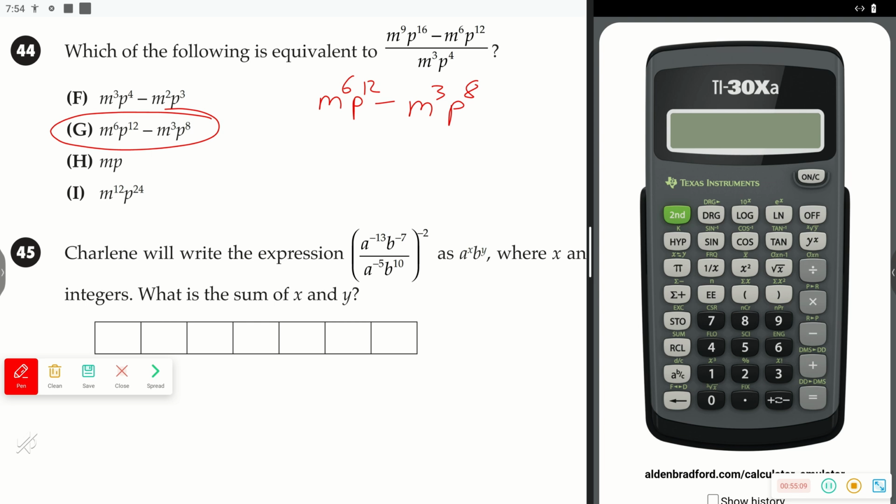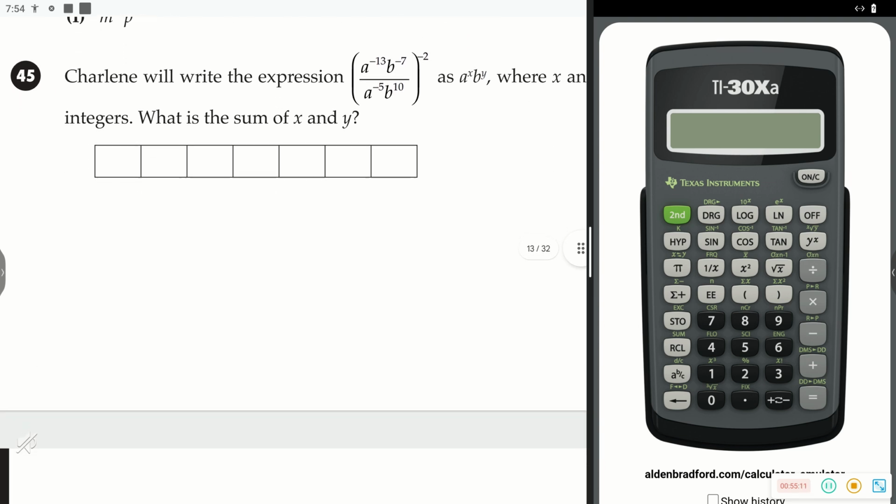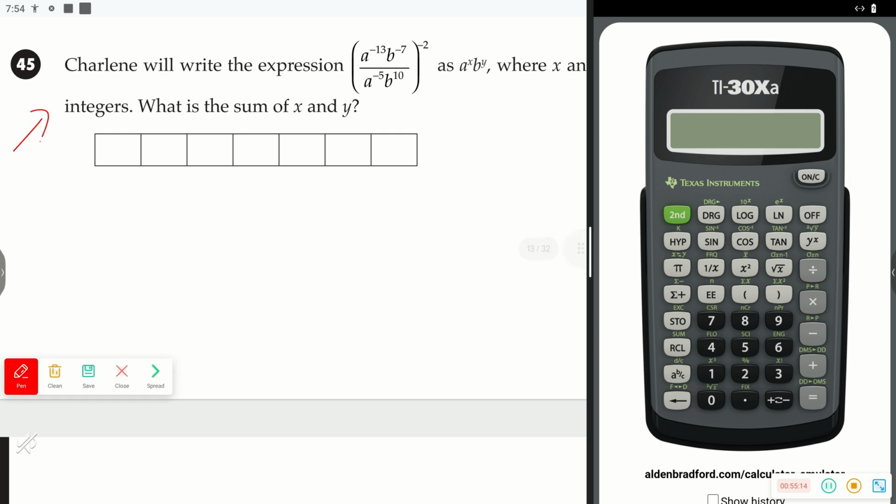Next one, 45. Moving on. All right, Charlene will write this expression as a to the x, b to the y. And then it says, what is the sum of x and y? So it wants us to solve it, and then for the answer, it actually wants us to do x plus y. And that's the number that we're going to put in the box.